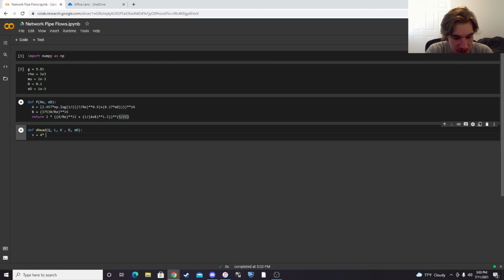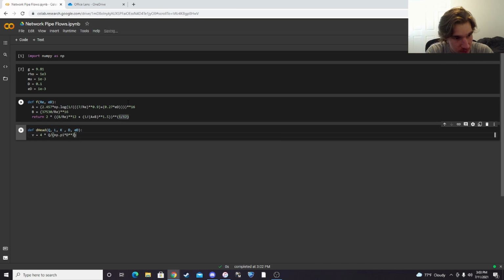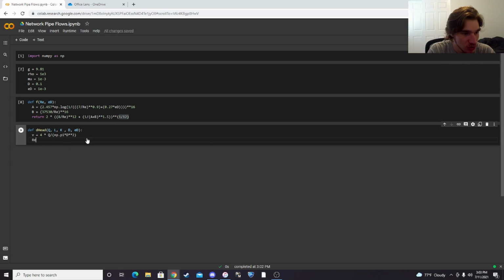And what that is going to be equal to is 4 times q over this, in parentheses, numpy.pi times diameter squared. Now, using that, we can find our Reynolds number, which is rho times d times v over mu, and the mu and the rho and the d are all coming from these variables that we established up above.